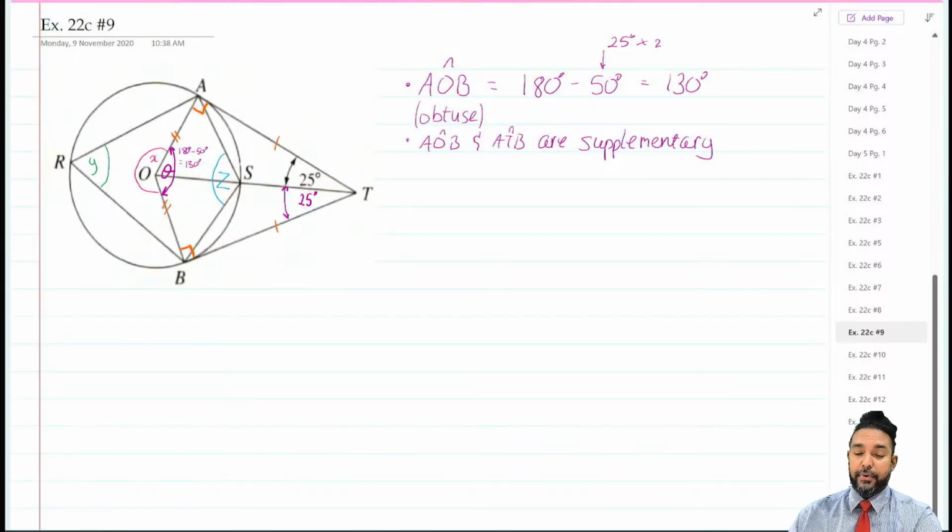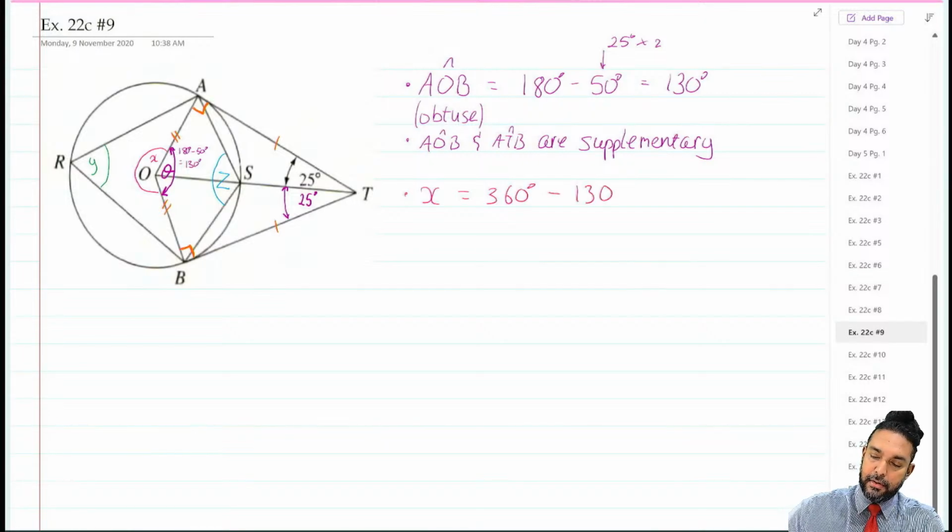So now that we found that 130, we could find x very easily, right? So x would simply be equal to 360 minus 130, which is 230, right? And this one is angles at a point, sum to 360 degrees.